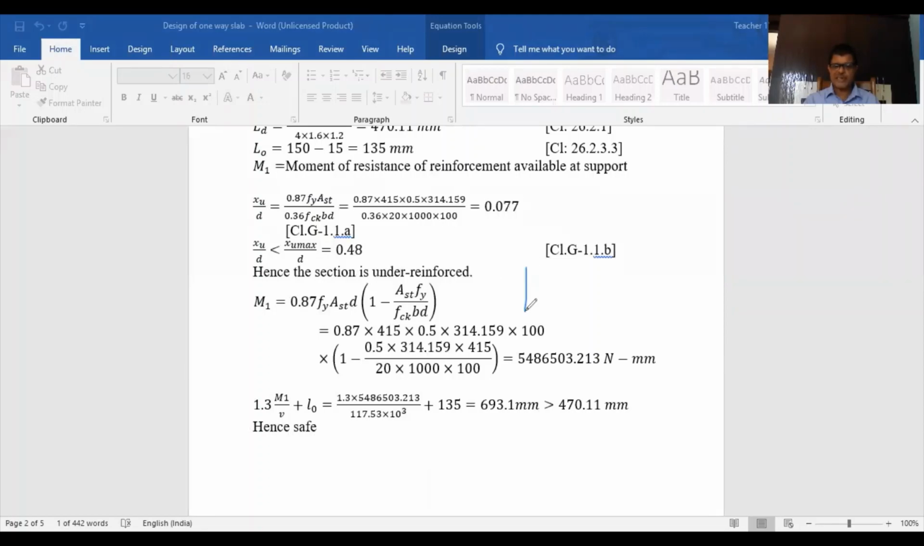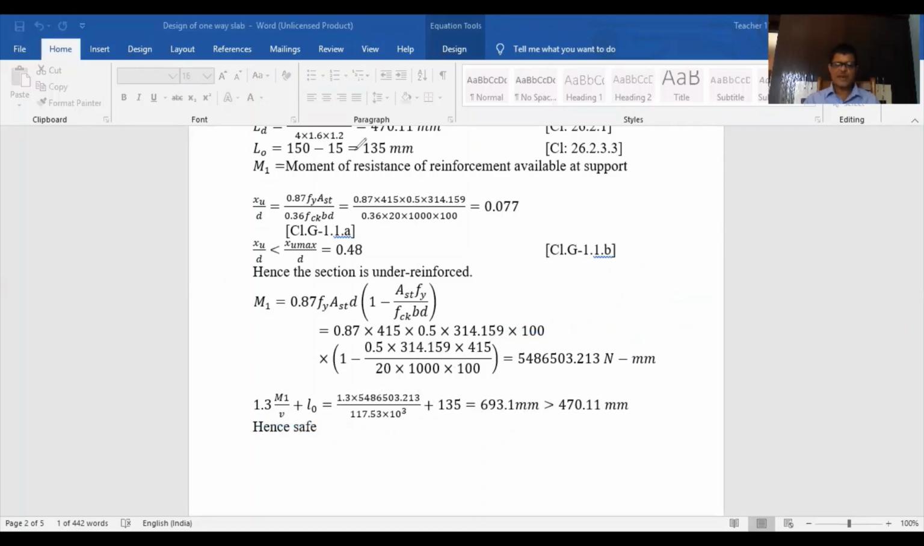So we have checked that LD shall be less than or equal to 1.3 M1 by V plus L0, where the compression force is coming, the reaction giving a compression force. So LD should be less than or equal to this. This has been given in the codal provision. We have already discussed development length in the earlier lectures, so you can find that in the code directly. So the development length shall be less than this. So this is the check for the development length.